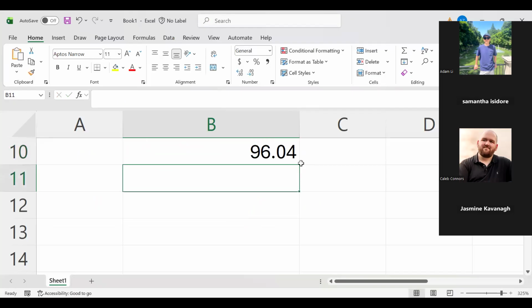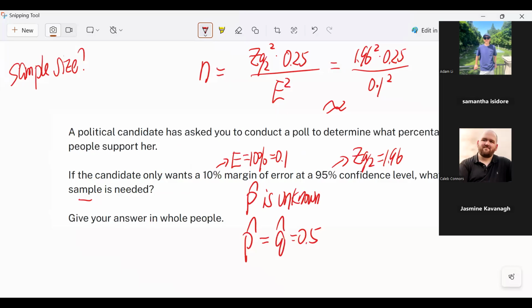So it's 1.96 squared times 0.25 over 0.1 squared. So my sample is 96.04. And then we will round up to the next whole number, so round up to 97. So a sample of 97 people should be accomplished. He or she will accomplish this goal, right? With the 10% margin error, with 95% confidence.